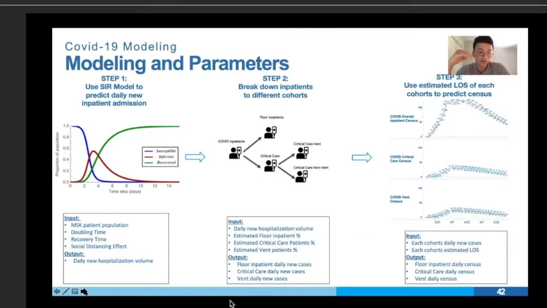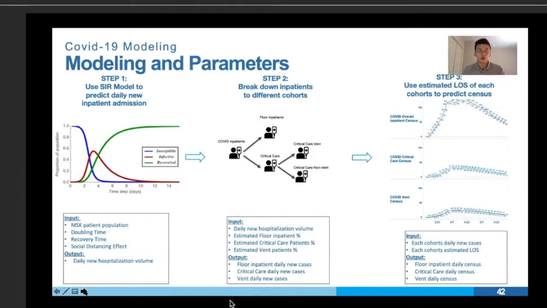So now we have chosen what type of model we want to use. Let's talk about how we developed this model. The steps can be broken down into 3 steps. The first step is to play around with the SIR model. For the first step, we want to get a sense of how many daily new hospitalizations we would likely get in the next 120 days. And to get this number, we need 4 main assumptions, which are MSK's active cancer patients who have been treated in MSK, for example, in the past 1 year, and assumptions on doubling time, recovery time, and social distancing.